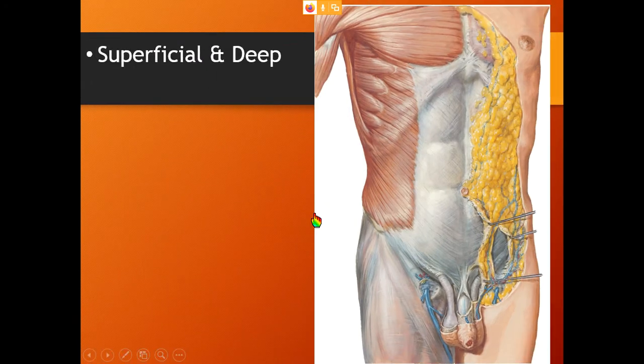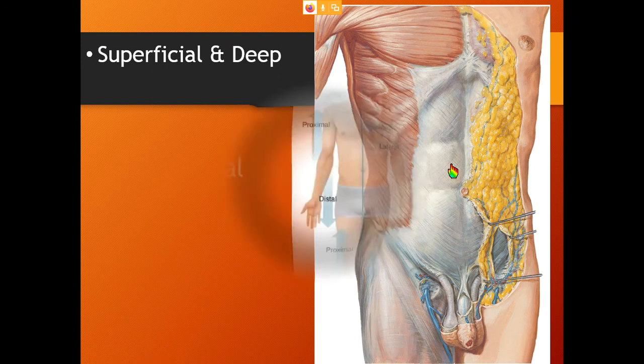Then coming to superficial and deep. Now in this image we are seeing the skin over here, and just beneath the skin you can identify some fat layer, that is called superficial fascia. Underneath that we can identify the deep fascia. Now you understood: superficial means outside, deep means inside.